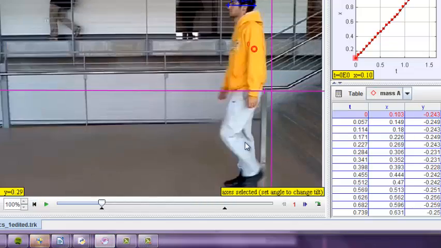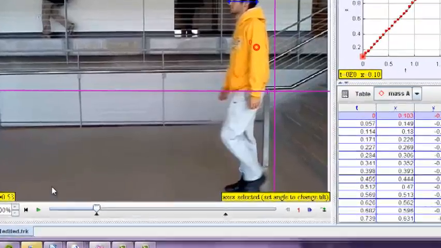Here's the man walking. As you can see, I set the origin right behind him at the pole, and then I used this right here, 0.15 meters, in order to gauge the distance. I had him walking along the positive x-axis this way. I switched it around because that was the direction he was going. Then I used the middle of his body as his mass point to track as he was going along.